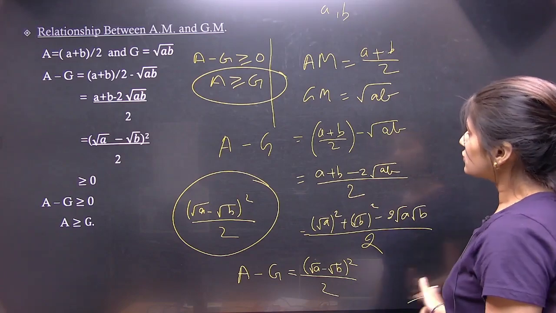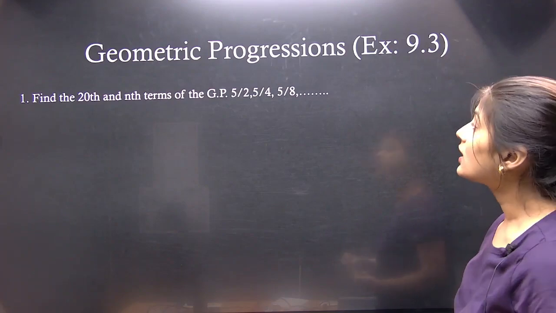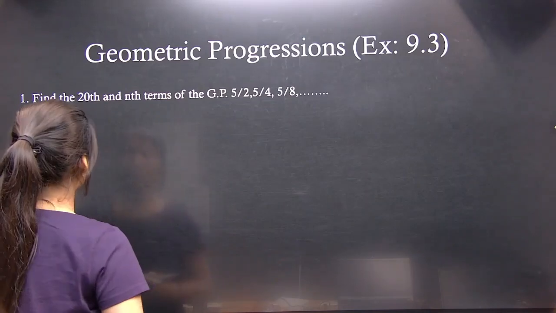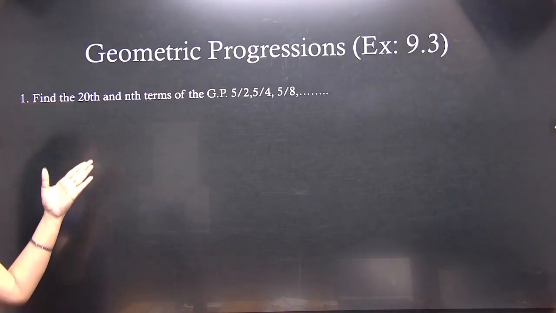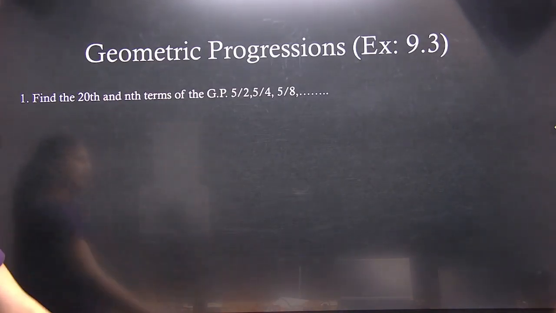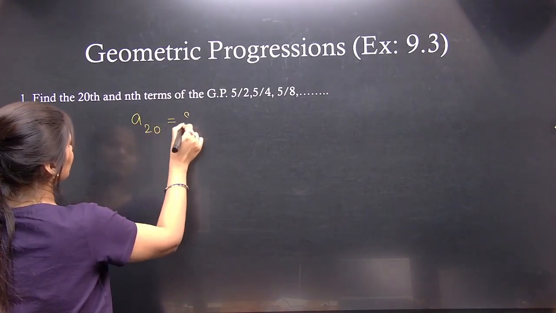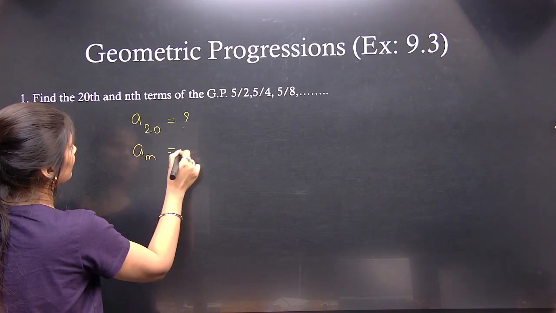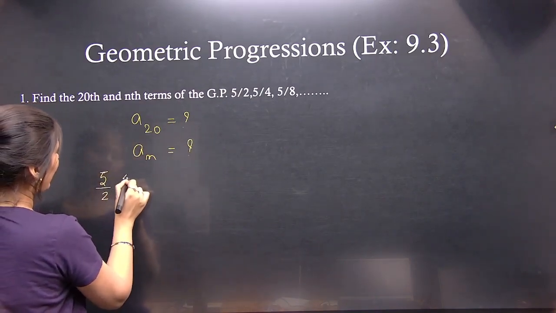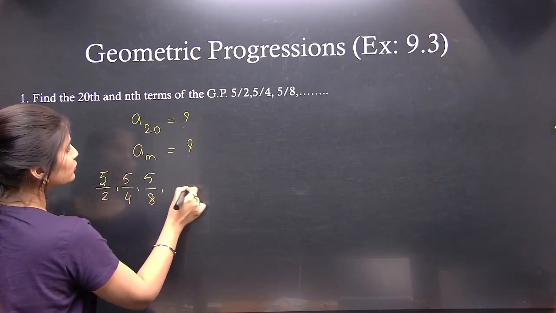Now we are going to discuss exercise 9.3 about geometric progression, in which we will discuss all the possible questions related to geometric progression. So let's start from question number 1. Question number 1 says, find the 20th term and nth term of the GP. So you have to find A20 and An, and the GP is 5 by 2, 5 by 4, 5 by 8, and so on.